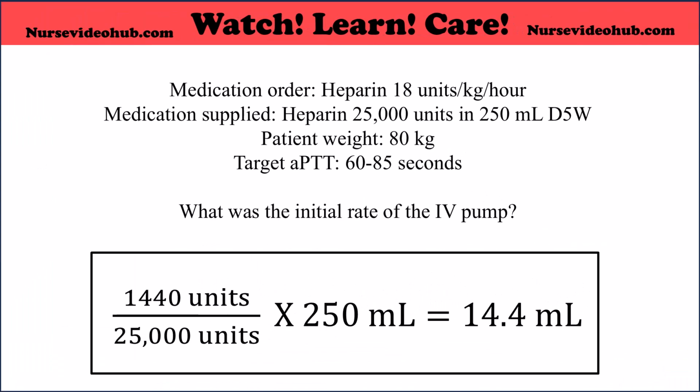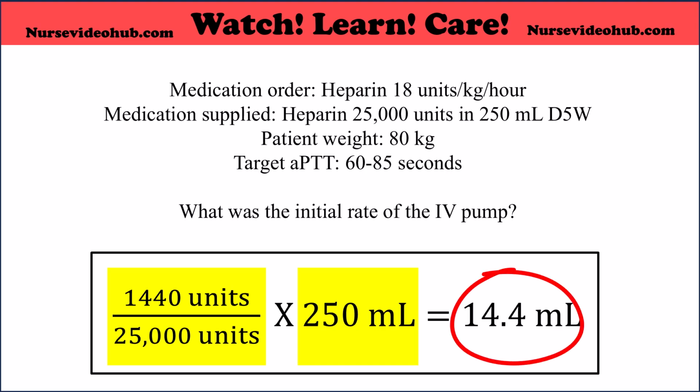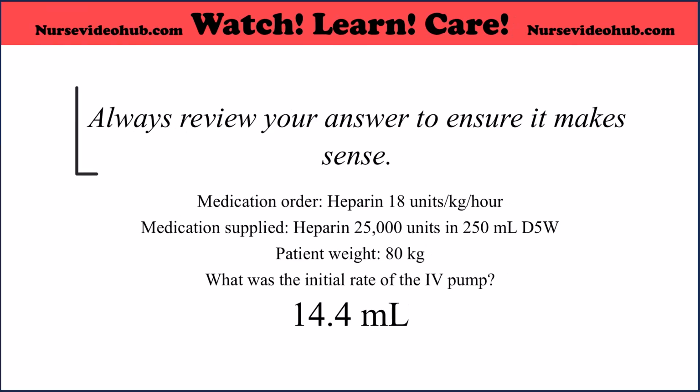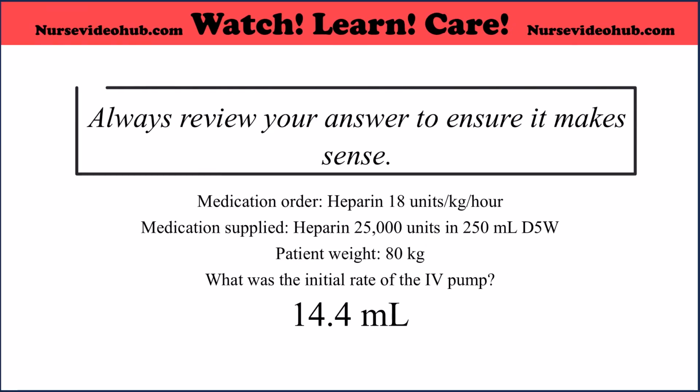Solve for the amount of milliliters to be administered per hour. 1,440 divided by 25,000 is 0.0576. Multiply that by 250. You would set the IV pump at 14.4 milliliters per hour. Always review your answer to make sure it makes sense.